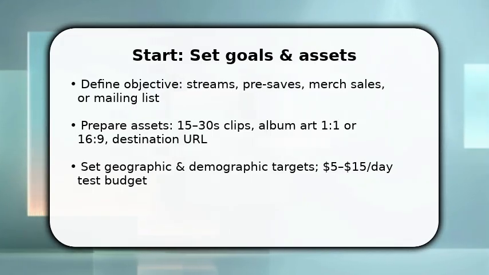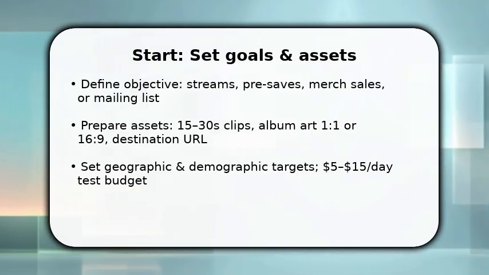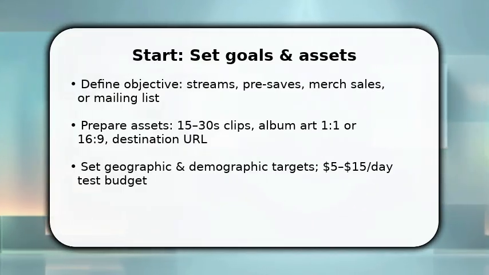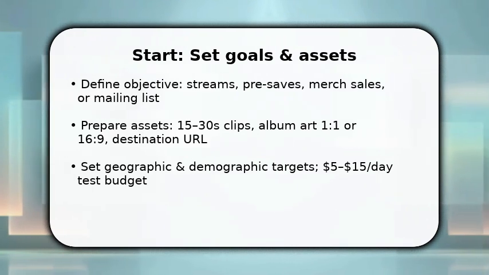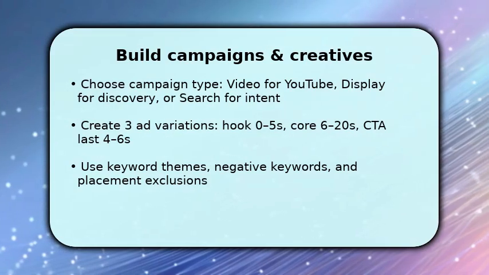Then, set tight geographic and demographic layers to avoid wasted impressions, and choose a conservative test budget like $5, $15 per day so you gather data fast without overspending. Make sure to link your landing URL and analytics for conversion tracking before launching. You now construct campaigns with intent.